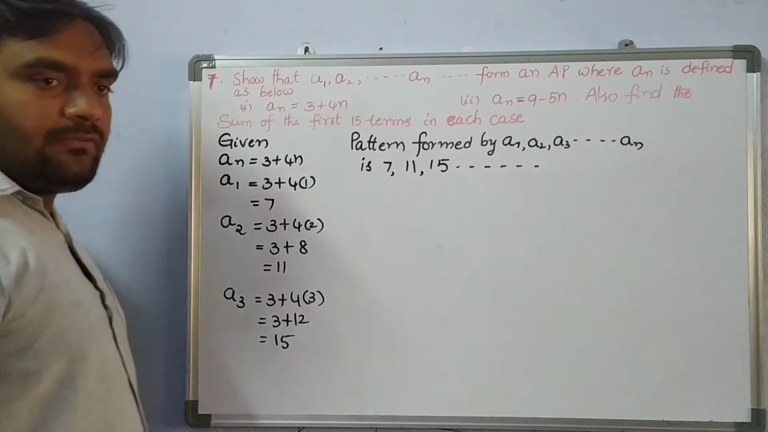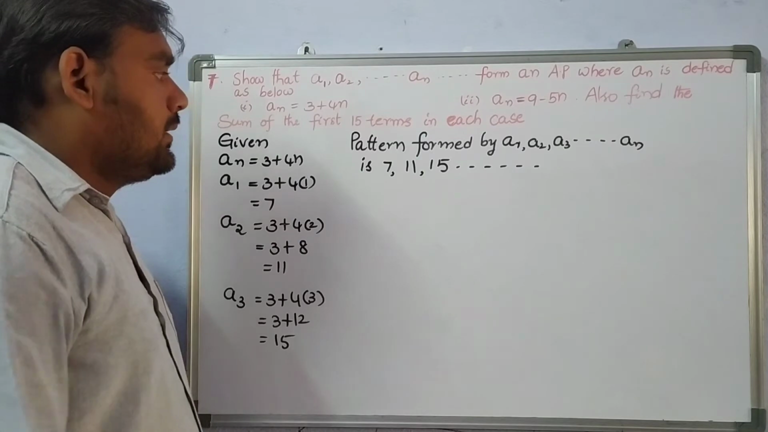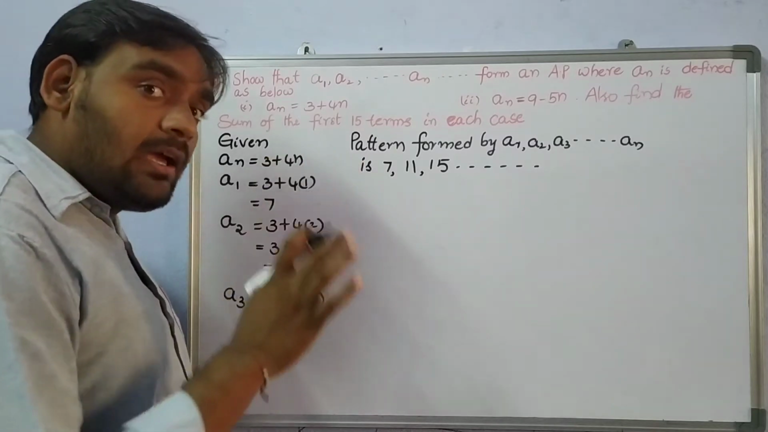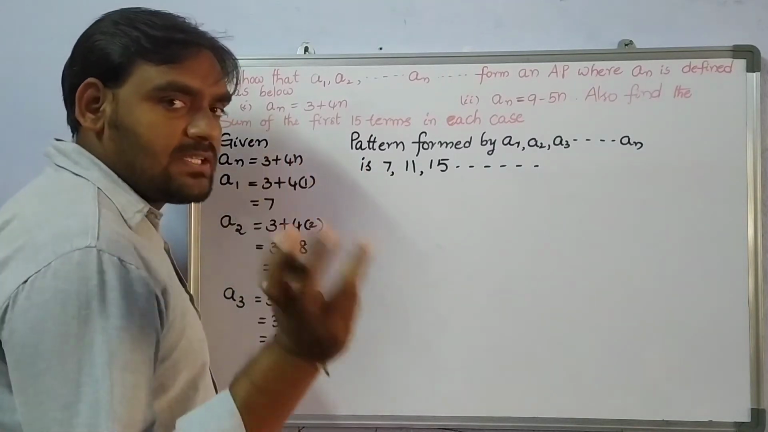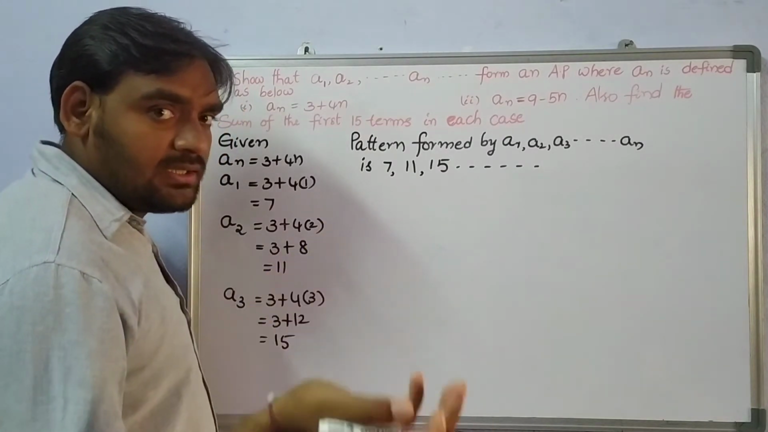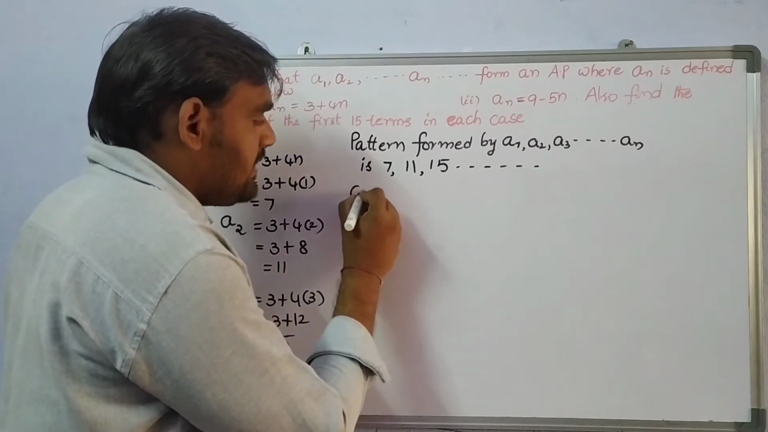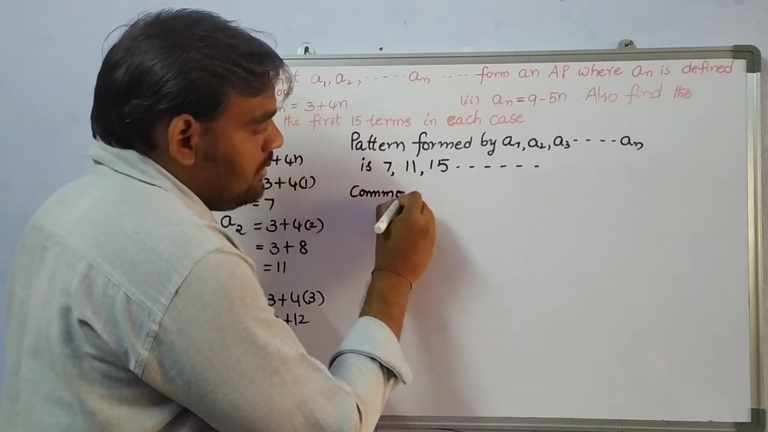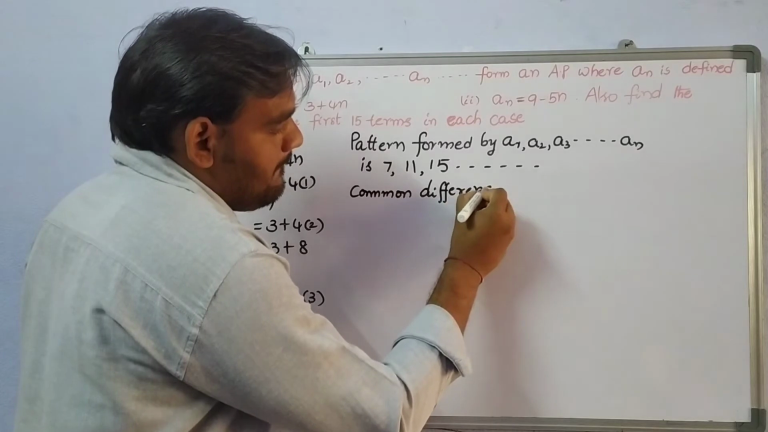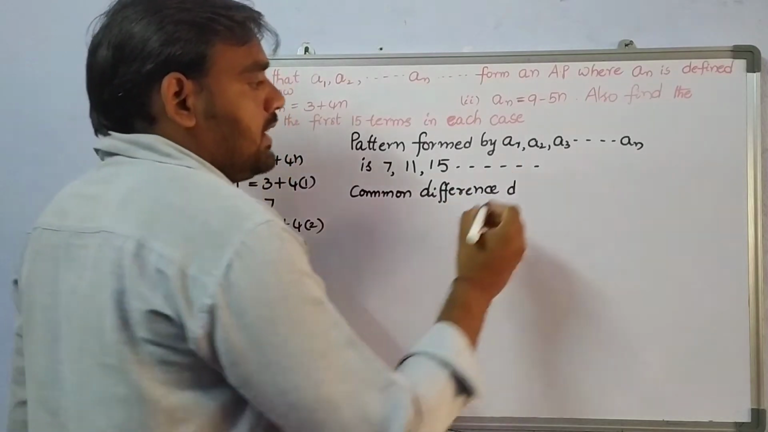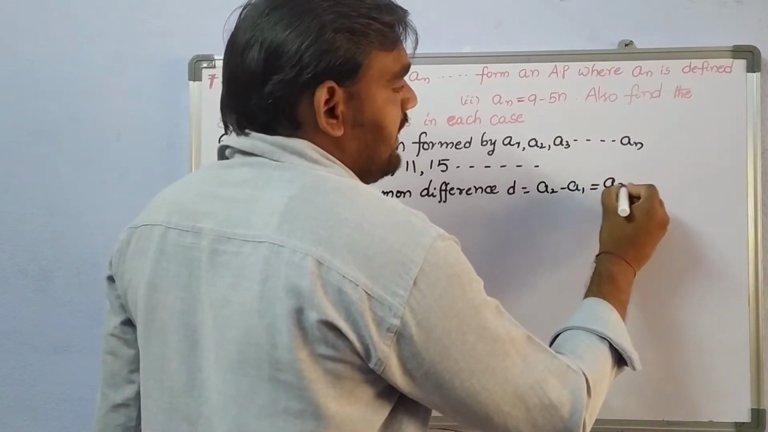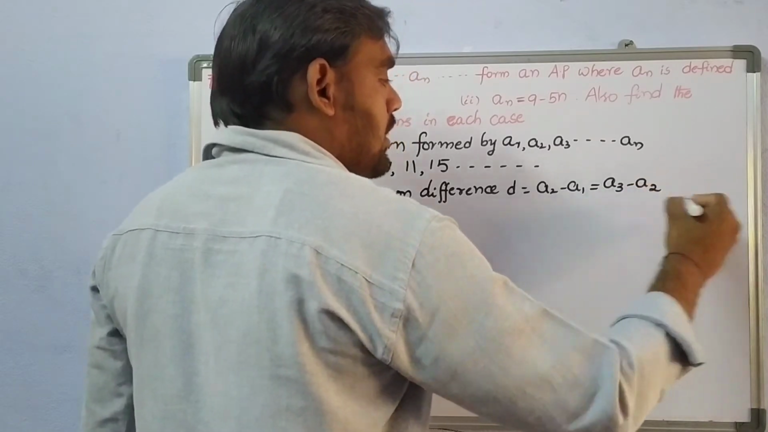So we need to find the common difference. Common difference is nothing but the difference between a term and its preceding term, which should be the same for each and every term. See here, 11 minus 7 value is 4. 15 minus 11 value is 4. Isn't it? So A2 minus A1 is equal to A3 minus A2. So common difference D, that is A2 minus A1 is equal to A3 minus A2 and so on we will get.